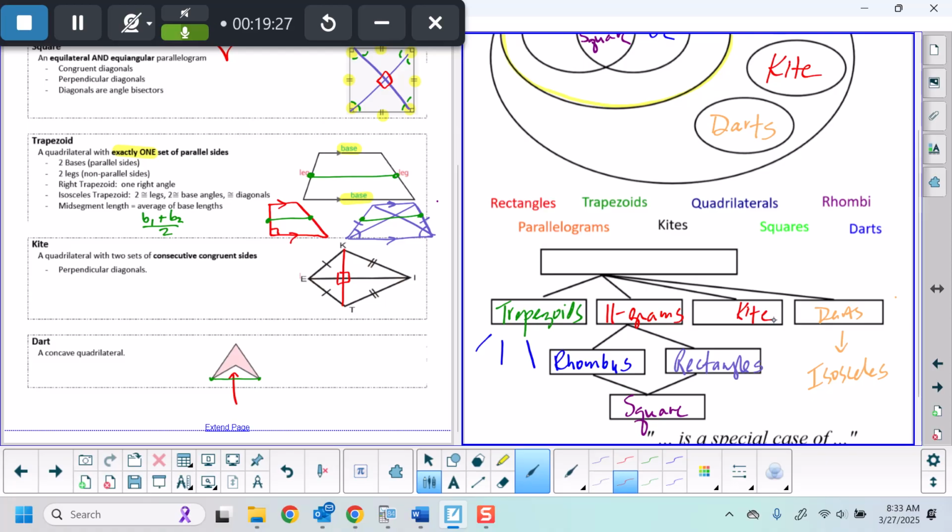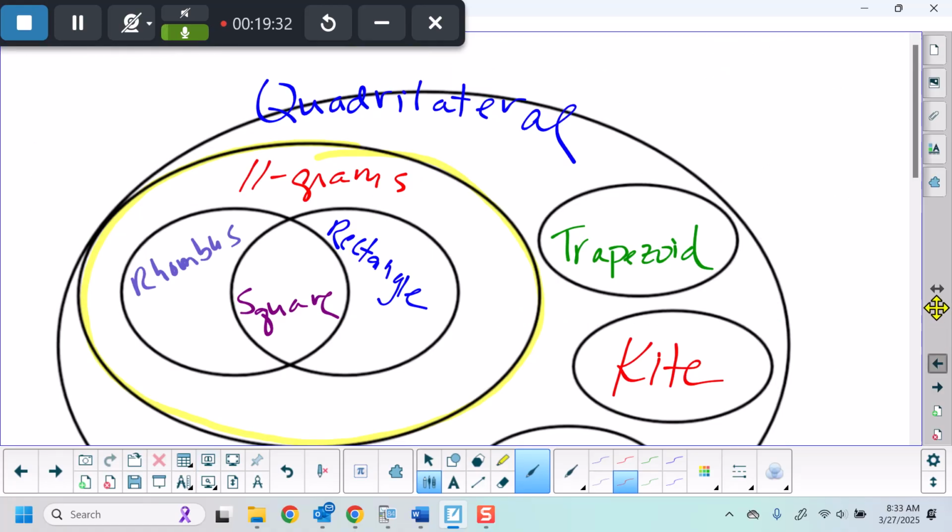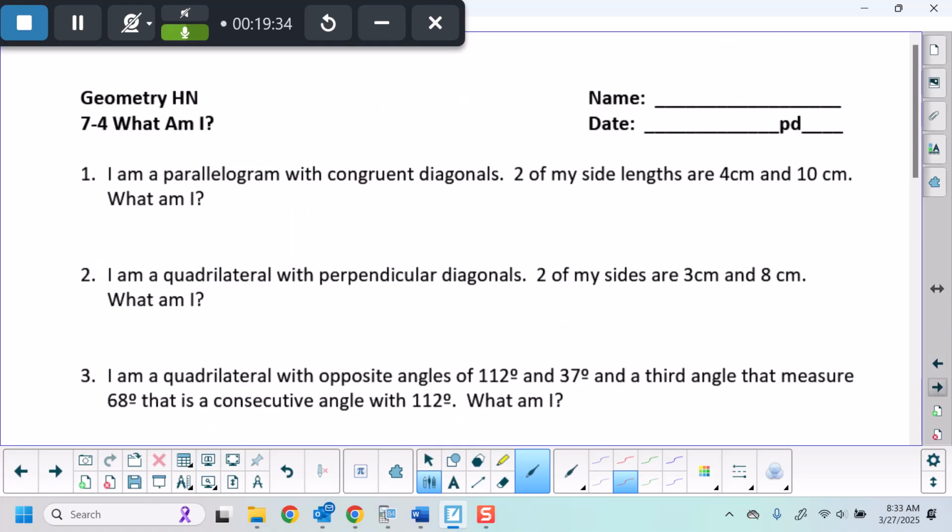All right. So I asked you for homework to go ahead and do a little who am I with our list here. I'm a parallelogram with congruent diagonals. So close your eyes right now. I know two shapes that have congruent diagonals. I know a rectangle has congruent diagonals, and an isosceles trapezoid has congruent diagonals. Two of my side lengths are 4 centimeters and 10 centimeters. What am I?